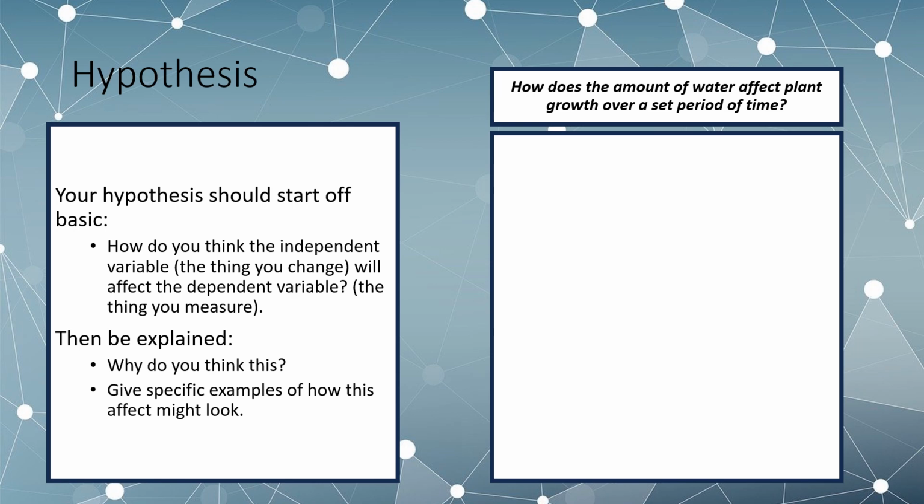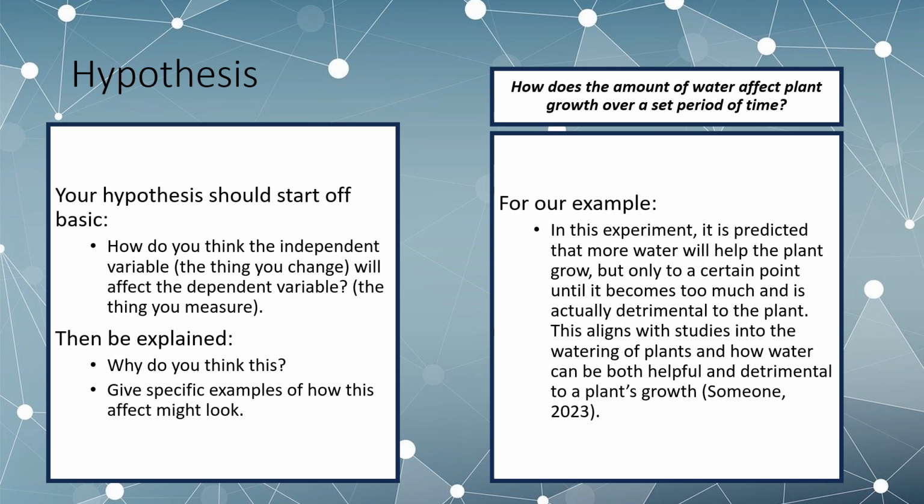Let's look at our example in particular now. In this experiment, it is predicted that more water will help the plant grow, but only till a certain point until it becomes too much and is actually detrimental to the plant. This aligns with studies into how the watering of plants and how water can be both helpful and detrimental to a plant's growth.